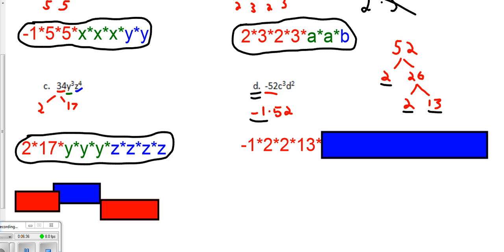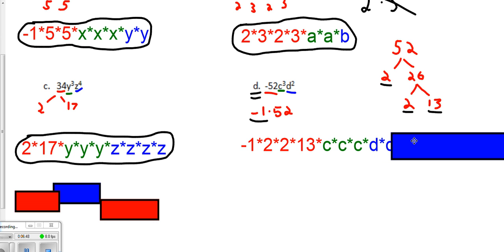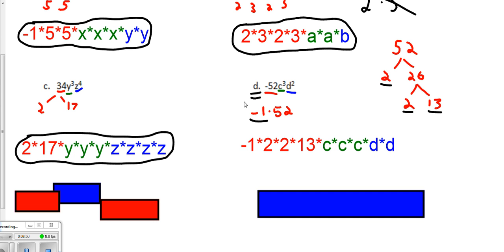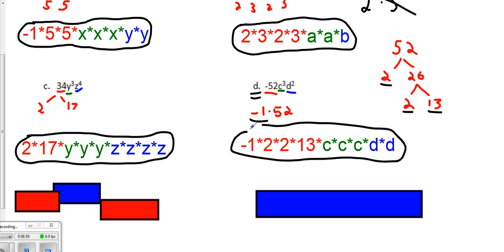The next part we look at is our C variable. There are 3 of them. Next thing we look at is our D variable. There are 2 of them. So there should be 1, 2, 3 C's and 1, 2 D's. So this would be our factored form. Negative 1 times 2 times 2 times 13 times C times C times C times D times D. This would be our factored form of that monomial.